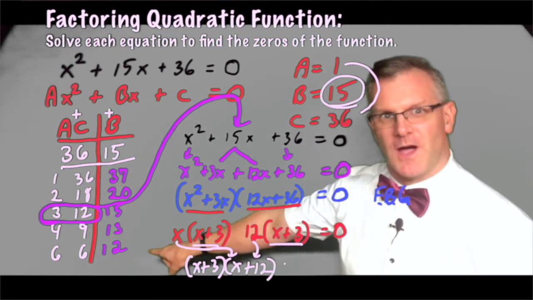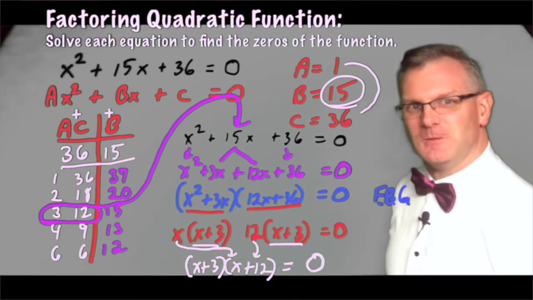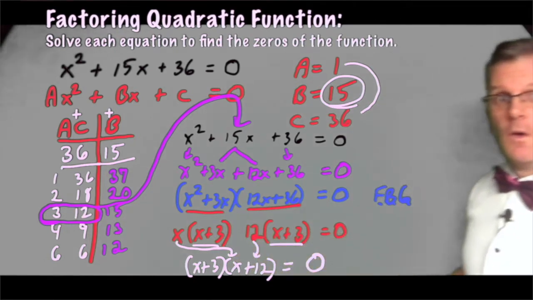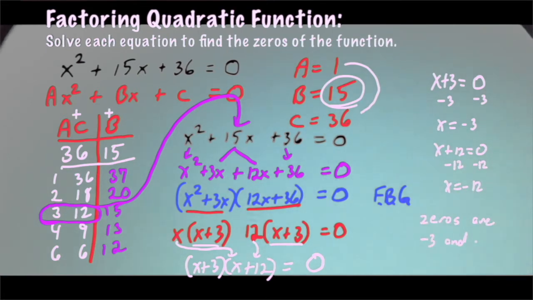You write what's in common once, and then the leftovers. We set that equal to 0. Now, we've got our binomial set equal to 0. We can go ahead and set each piece equal to 0 and solve for our zeros at -3 and 12.